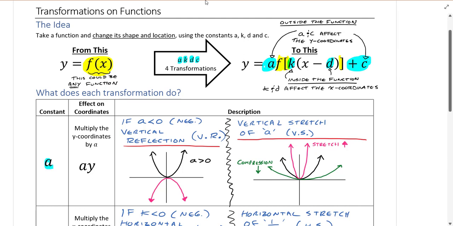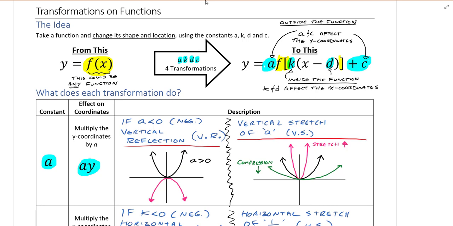So the a here, what we do is we multiply all our y coordinates by a. So we take those coordinates from our parent function or our base function that we're starting with, we multiply the y coordinates by whatever that is. Now, it has two effects. If it's a negative, what it does is it reflects it. So here's my original function here. So if it's a negative number and I multiply, it flips down like this. So all the y coordinates change from positive to negative or negative to positive. So it flips it.